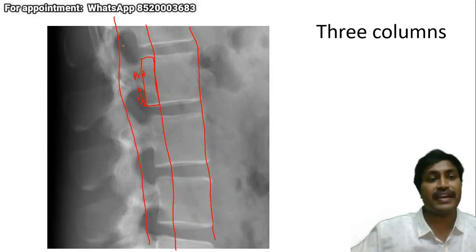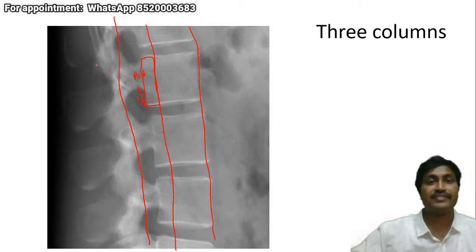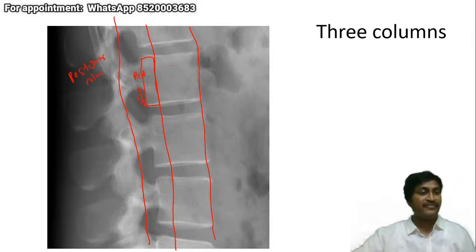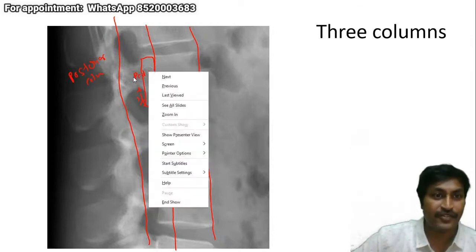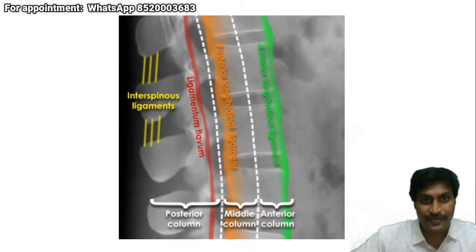And the one which is behind the posterior spinal line, this spinous process and the lamina, forms the third column, the posterior column. This identification of three columns is also important. So the anterior two-thirds of the vertebra forms the anterior column, the posterior third of the vertebra and the pedicle forms the middle column, and the spinous process forms the posterior column.